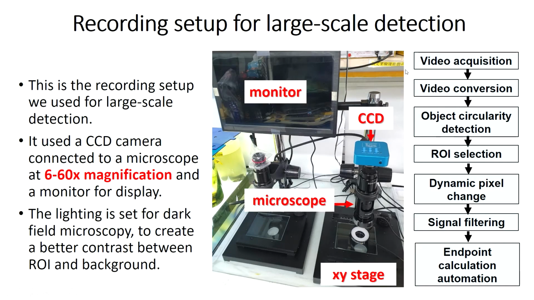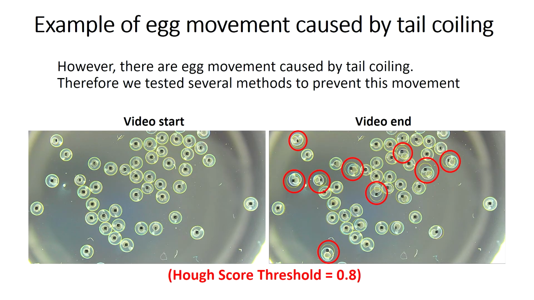This is the recording setup that we use for large-scale detection. It uses a CCD camera connected to a microscope at 6 to 60 times magnification and a monitor for display. And the lighting is set for dark field microscopy to create a better contrast between the ROI and the background. The overall steps are the same as the last one, but using this setup we can record a lot more eggs at once.